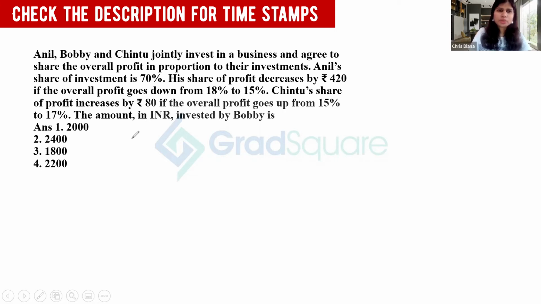Anil, Bobby, and Chintu jointly invest in a business and agree to share the overall profit in proportion to their investments. Anil's share of investment is 70%. So let the total investment be 100x. I know that Anil's share here is going to be 70x, 70% of that. So the remaining 30% goes to Bobby and Chintu.